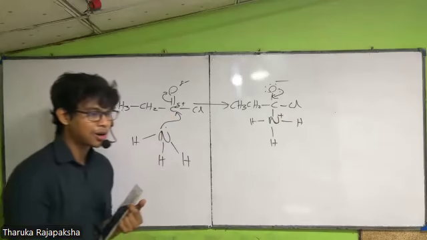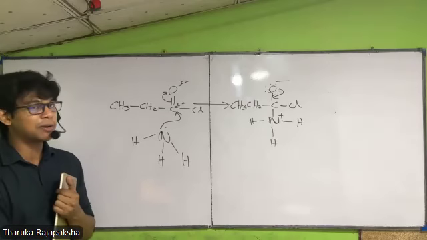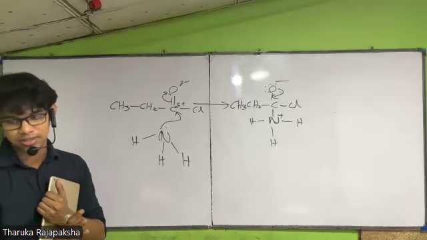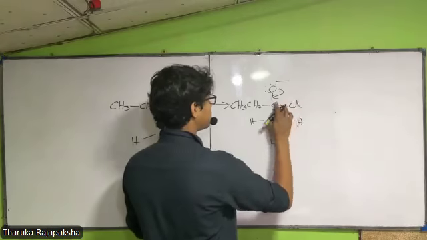Then carbon says, chlorine, you have to leave. I can't make 5 bonds, right? I can't have 5 bonds around me. I can only have 4 bonds. So chlorine, you should go. Right? Chasing chlorine away.